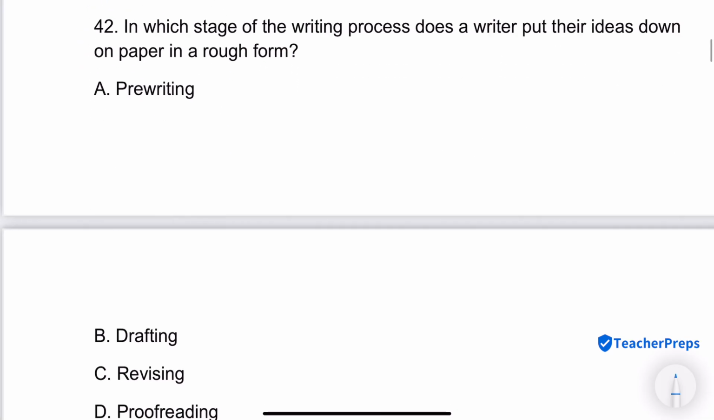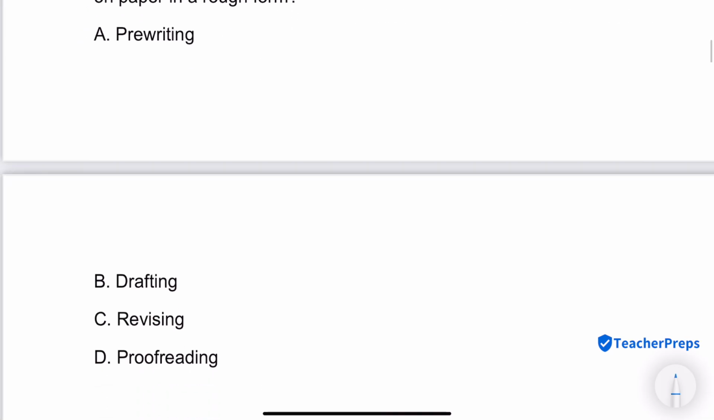All right, moving on to question number 42. This one asks, in which stage of the writing process does a writer put their ideas down on paper in a rough form? So we are back to writing stage questions, and here, pre-writing, drafting, revising, or proofreading. I'm going to go with option B, drafting.